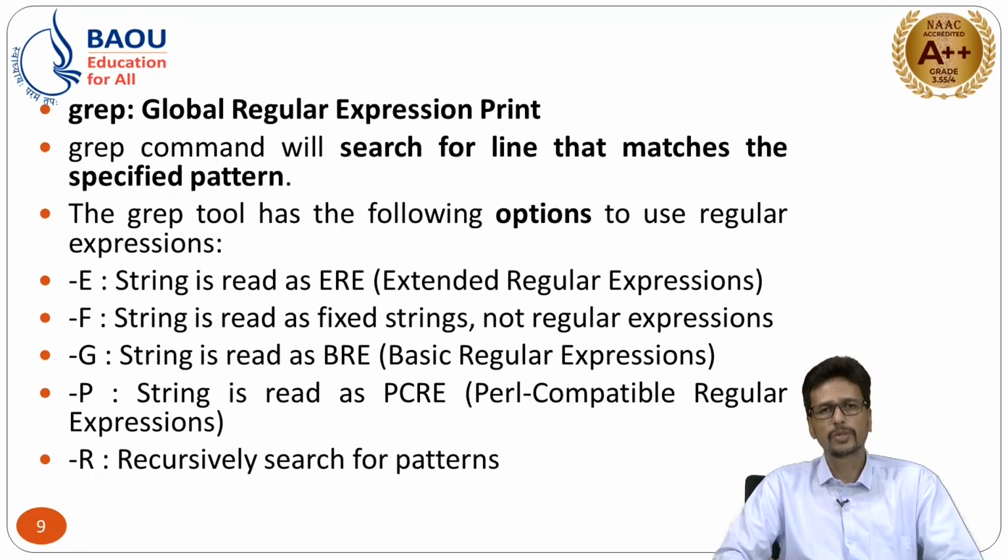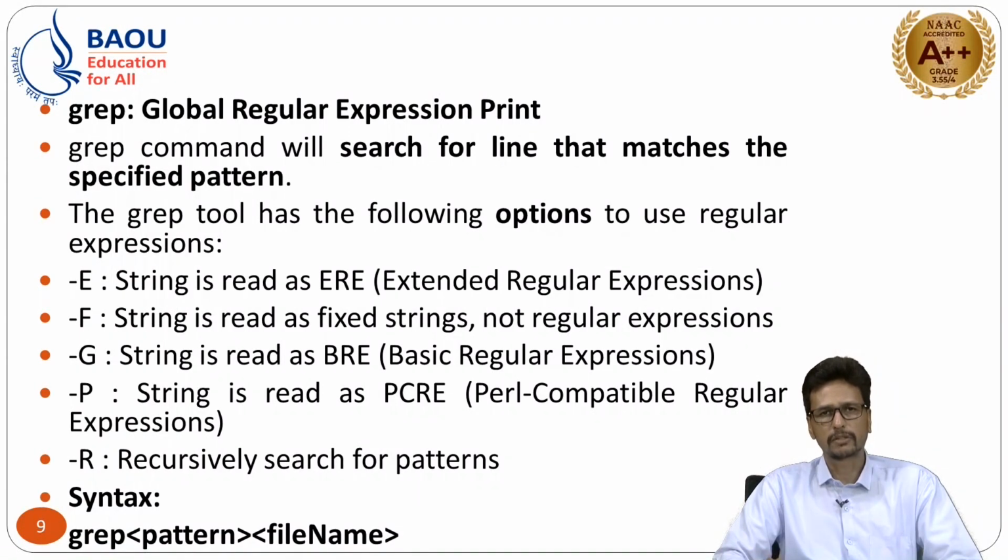But suppose you want to search from multiple files. If you want to search all the files in a particular subdirectory or directory, and you don't want to mention each and every file name, you can simply mention the directory name or the subdirectory name with the recursive search option. In that case, whatever files are available in that directory or subdirectory, all are searched for the specific pattern.